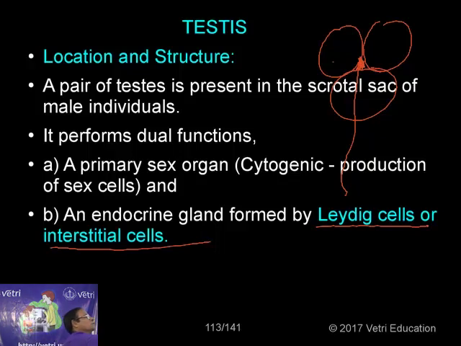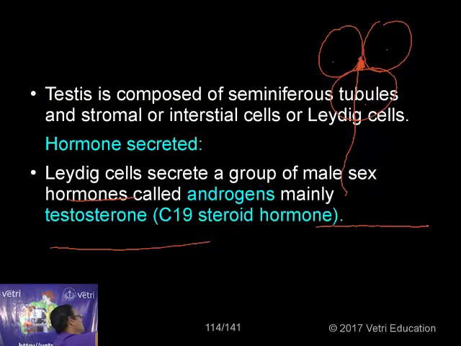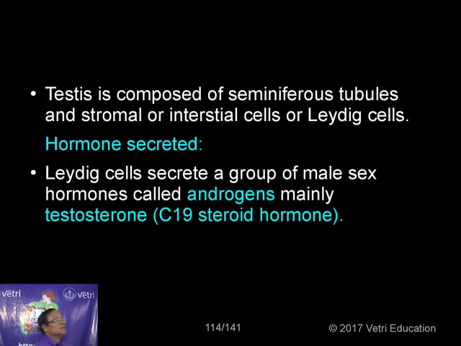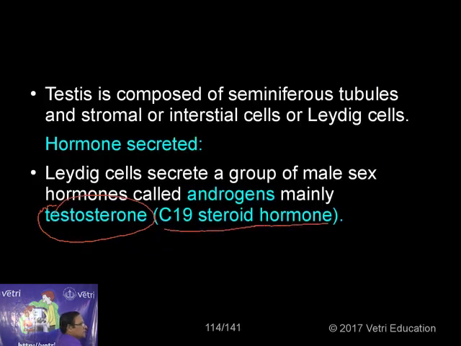Now, these are the seminiferous tubules, the place of production of the sperms. The Leydig cells or the interstitial cells secrete the male sex hormone, androgen. The main function of the testis is cytogenic function, the production of sex cells. In addition, it functions as an endocrine gland secreting the male sex hormone, that is androgen. The major androgen is testosterone. It is a C19 steroid hormone, having 19 carbons.